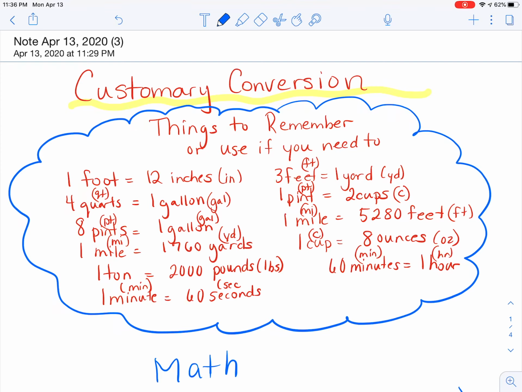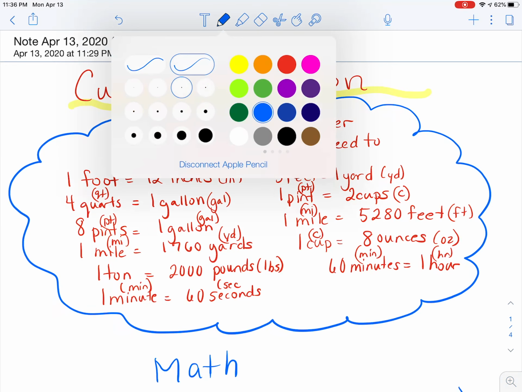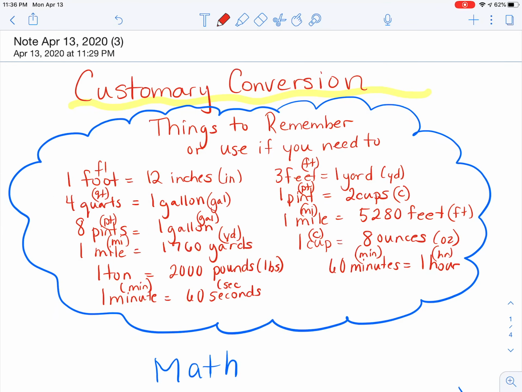Some of this is really easy, and I've included some of the abbreviations to help you. For example, 1 foot is 12 inches. I've been trying to write the abbreviations above it. So foot is FT, inches is IN. 3 feet equals 1 yard. 4 quarts equals 1 gallon. Notice the abbreviation for quart is QT and the abbreviation for gallon is GAL. 1 pint is 2 cups. PT is for pint. C is for cups. 8 pints equals 1 gallon.